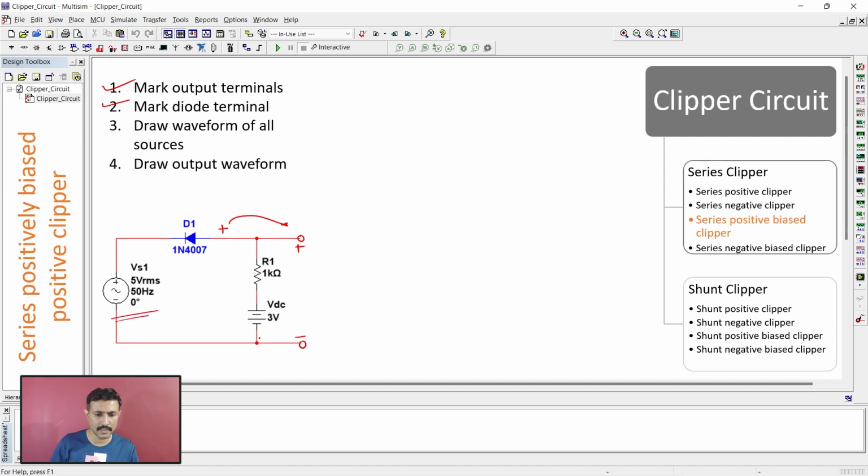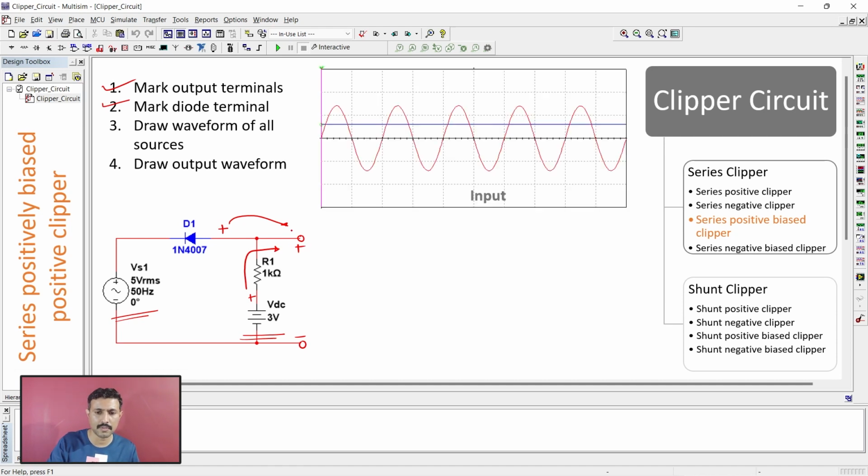Here we have one AC source and one DC source. So for the DC source, mark out the terminal. The positive of this DC is facing towards the positive of output. That means our input sources waveform are like this. This is AC source and this blue waveform is of this DC source.